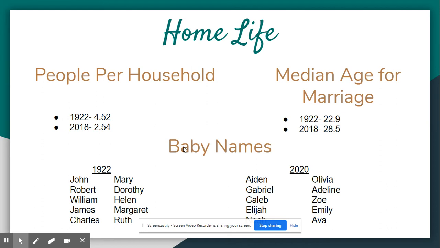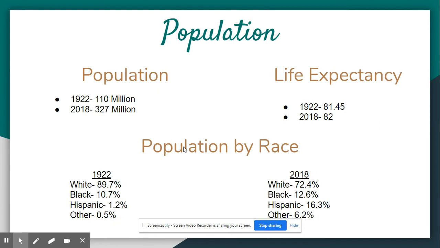There's some popular baby names for you, 1922 and 2020. Population in 1922 was 110 million, and in 2018 was 327 million. Life expectancy is about the same, and you can see population by race has definitely changed some. Go ahead and look at that for a second. That Hispanic population has gone up tremendously.